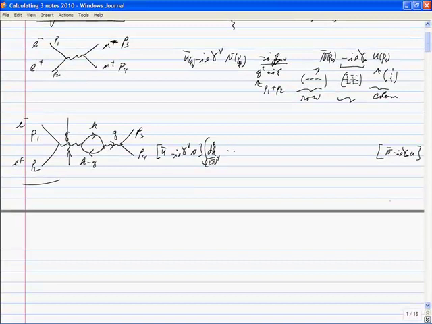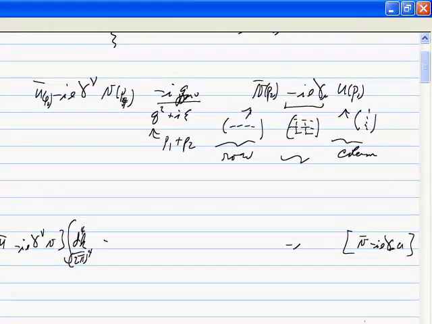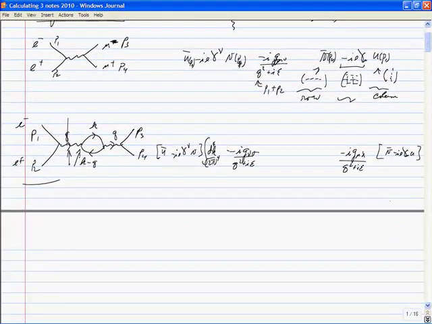Okay, so I'll make it minus I g mu lambda over q squared plus I epsilon, and over here minus I g nu sigma over q squared plus I epsilon. Okay, so this vertex there is going to carry the label lambda, and this vertex there is going to carry the label sigma.